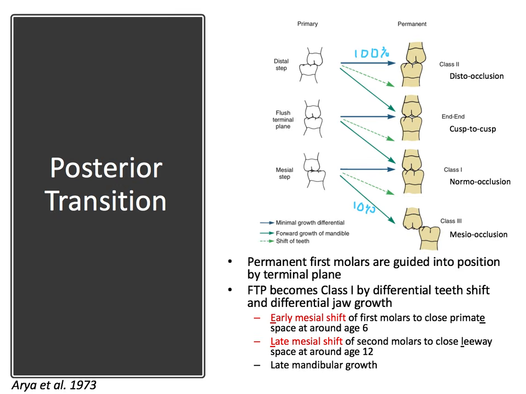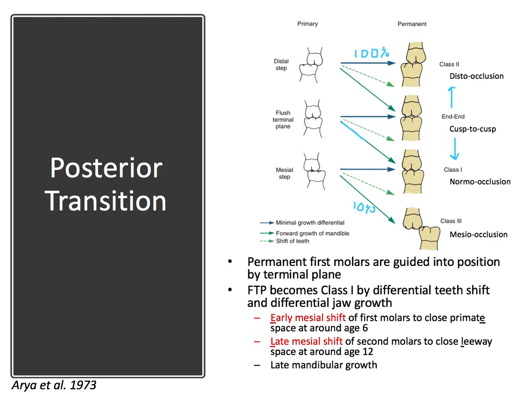Now, the truth is, if you're end to end, you don't really stay there. You'll either go spontaneously to a class 2, or more than likely, you'll wind up class 1. So the question becomes, it might make sense how each of these goes across this blue arrow from distal step to class 2, flush terminal plane to end to end, mesial step to class 1. That all kind of makes sense.